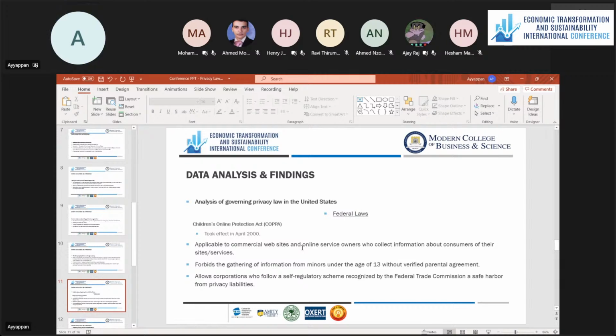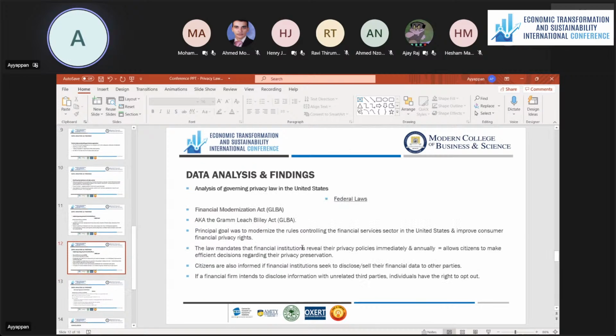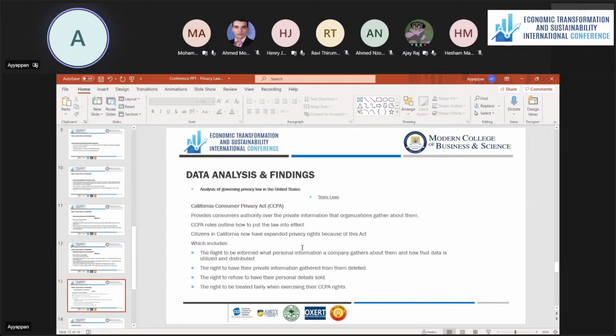The study has gone through in detail various federal laws and state laws in the United States of America, like the Fair Credit Reporting Act, Children's Online Protection Act, Financial Modernization Act, Electronic Communication Privacy Act, and a few other state laws like the California Consumer Privacy Act, Colorado Privacy Act.